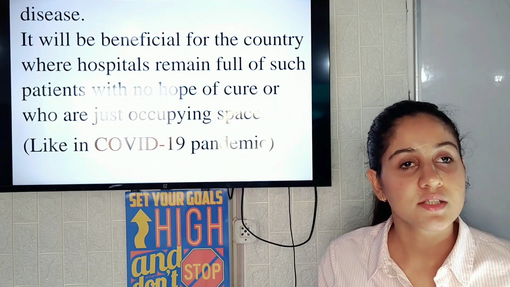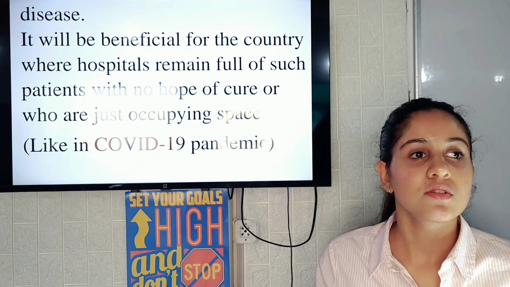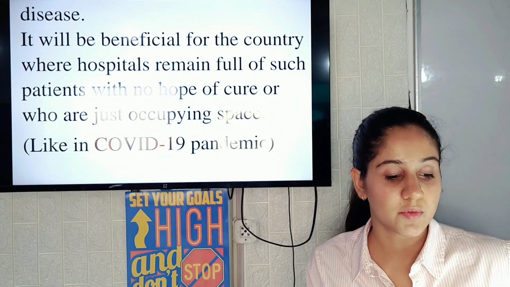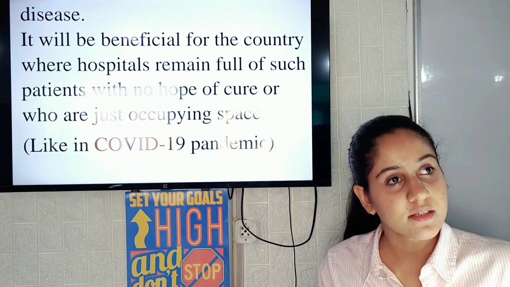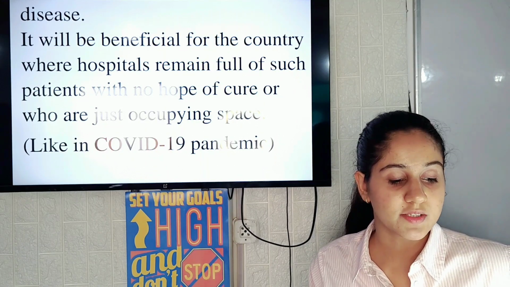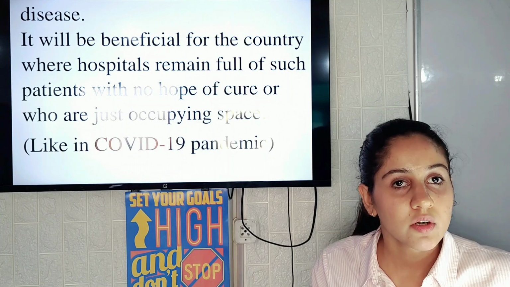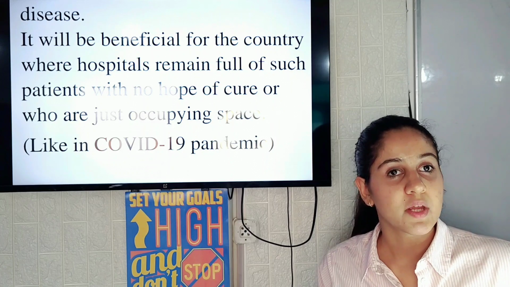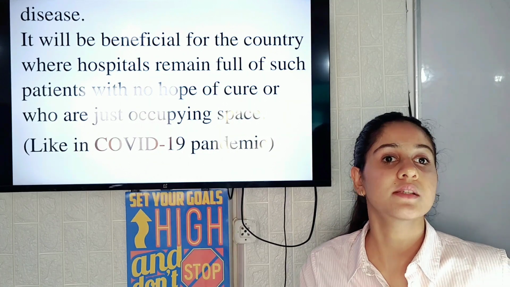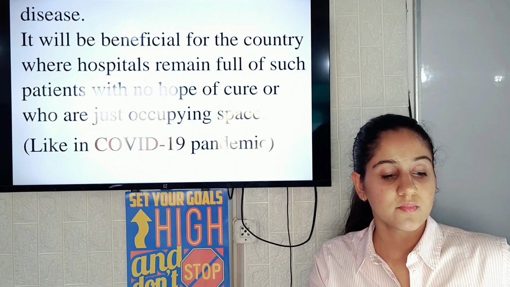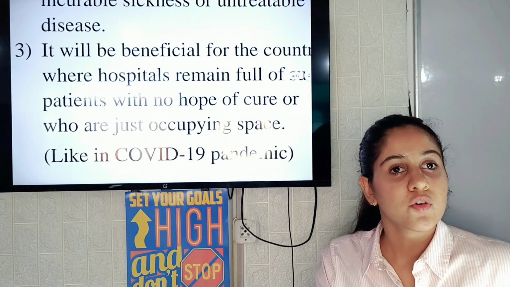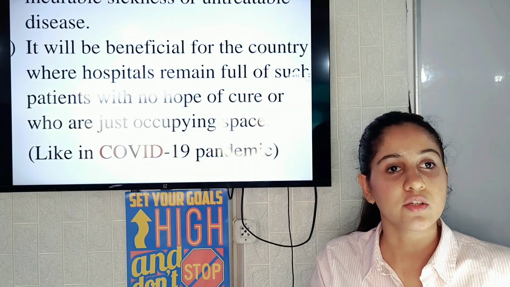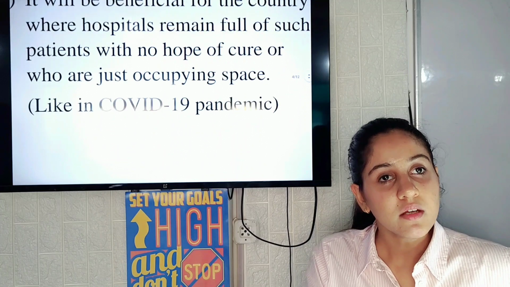The stress of money on the country: when there are more patients, obviously the country will be affected more. The healthcare system of the country will get disturbed. But if the patients are fewer, then obviously the country will benefit. So we have given a particular example of how saving space from such patients has been beneficial recently in the past. So this is the third point. The first point is in regard to patients, the second for the family, and the third for the country. So three different sections have been targeted.